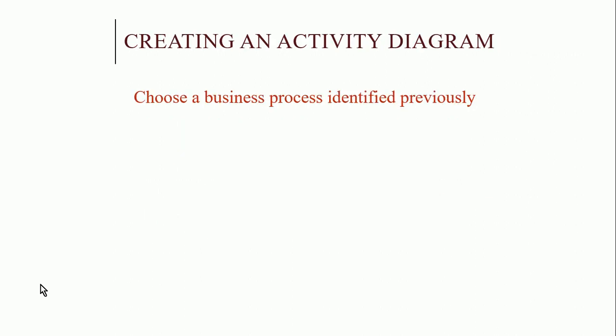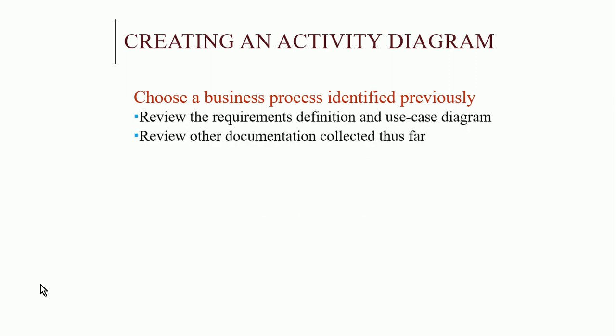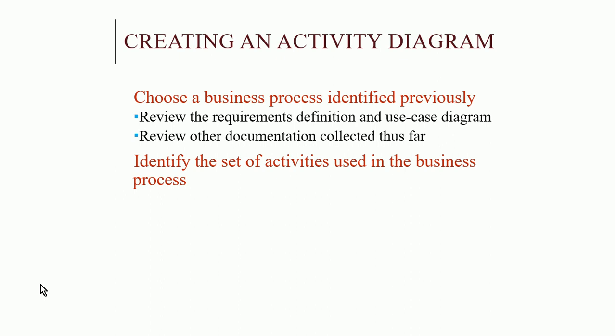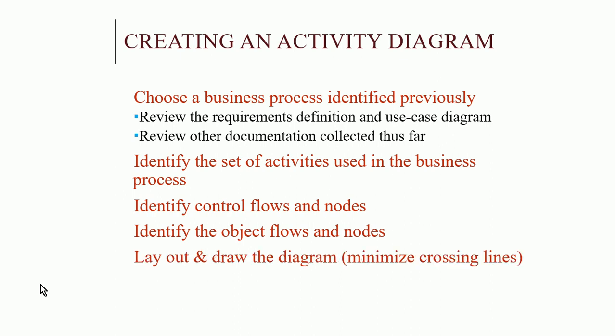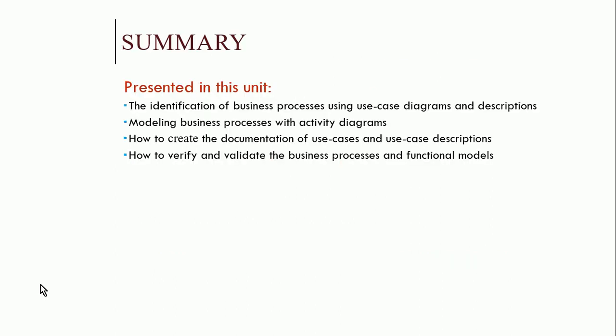As far as creating an activity diagram, you're going to choose a business process that you've identified previously, like the use cases that we talked about. You're going to find ones that are particularly complicated or that need to be more granularly explained. You're going to identify the activities that are used in the process, all of the flows and the nodes, and any object flows and so forth, right? You're going to lay out your drawing, and you're going to diagram that process. And that's pretty much it.